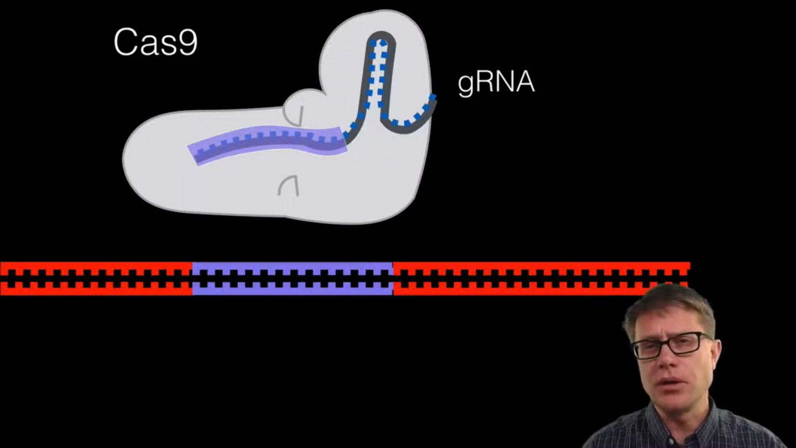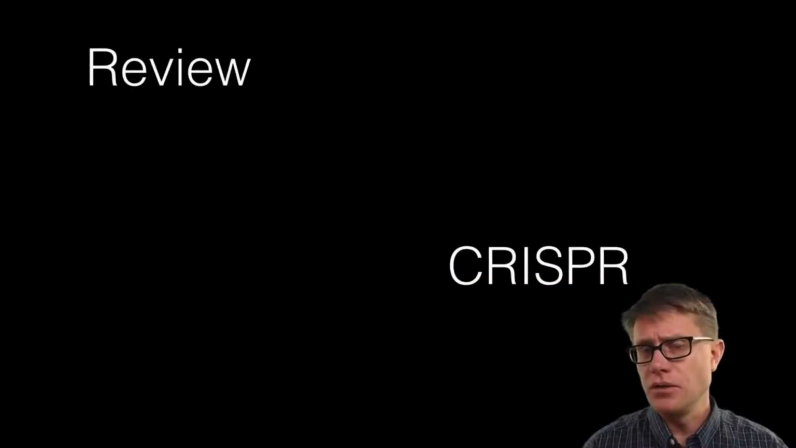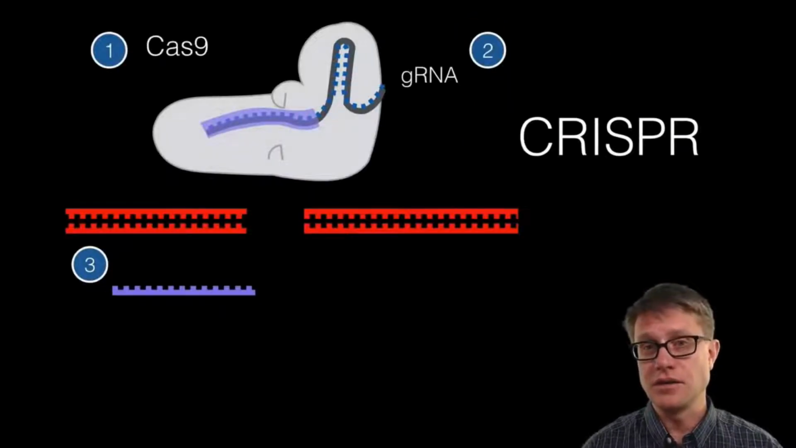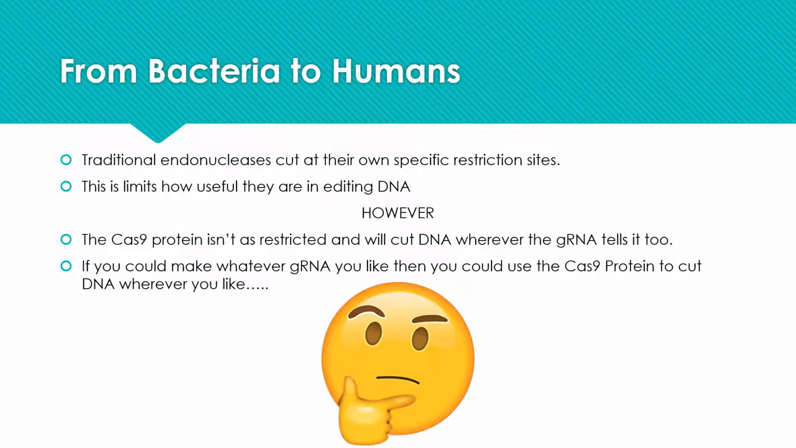But more importantly, I hope you know what a CRISPR system is. In review, a CRISPR system is an immune system that was identified in bacteria and then modified in humans. And I hope that was helpful.